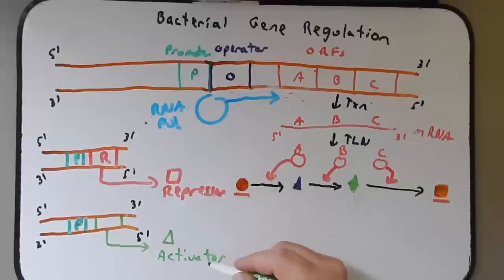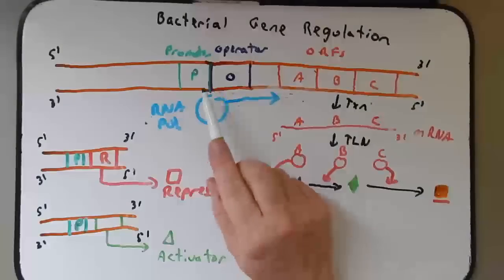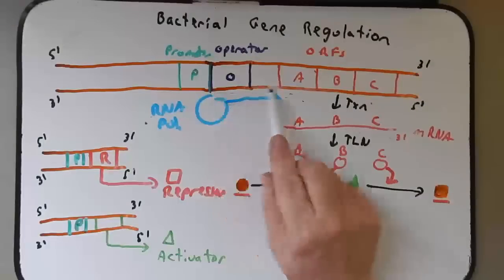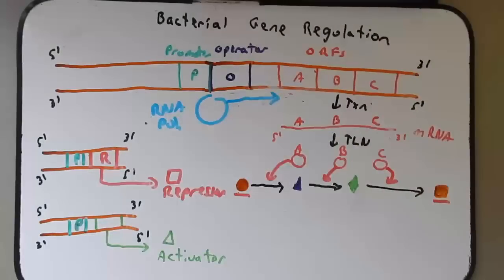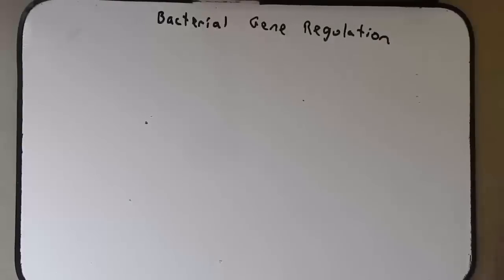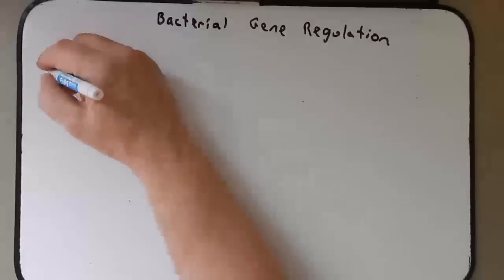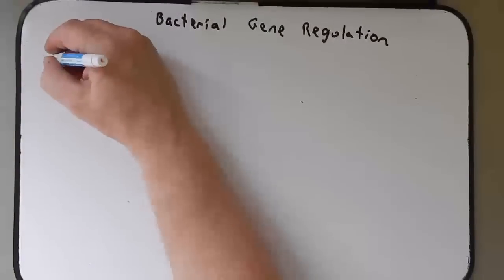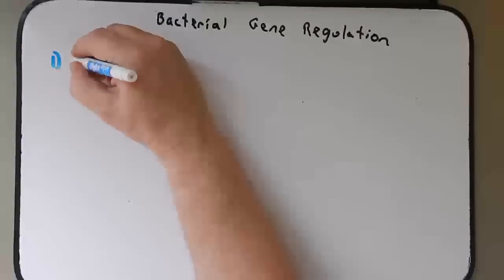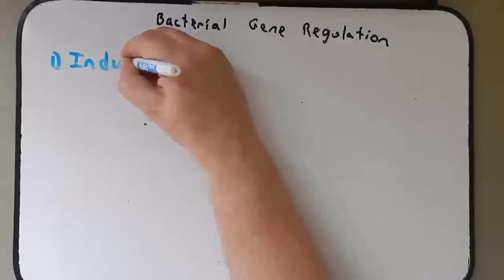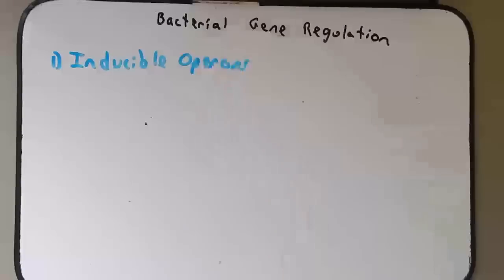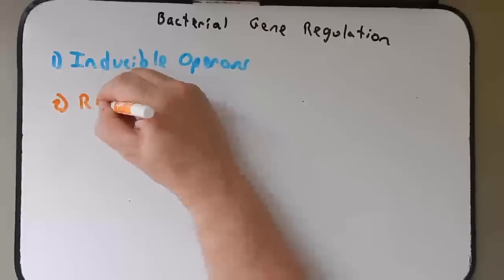Both repressors and activators are important in regulating whether or not this operon is turned on or off. Now I'd like to talk about how we classify the operons. I went ahead and erased it because I want to have some space here to describe how we classify operons. Operons can either be inducible operons or they can be repressible.